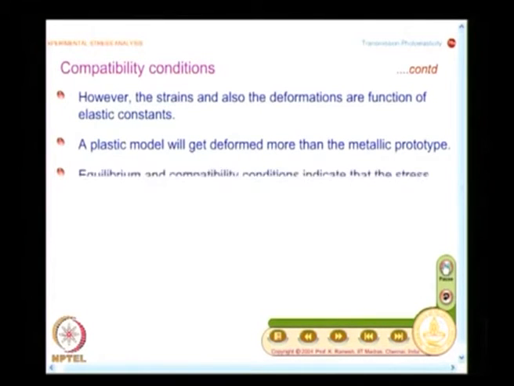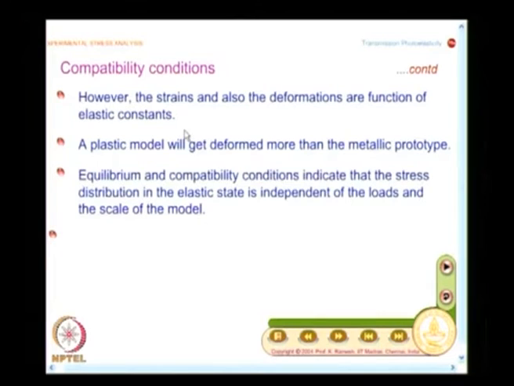And this is what is emphasized again. What you will have to know is, though the stress distribution and its magnitudes are the same in a 2-dimensional model when we consider body force as constant, the strains and also the deformations are functions of elastic constants. So, in essence, a plastic model will get deformed more than the metallic prototype, as you would see. But we will also learn similitude equations and how we load the model, what level of load we should apply.